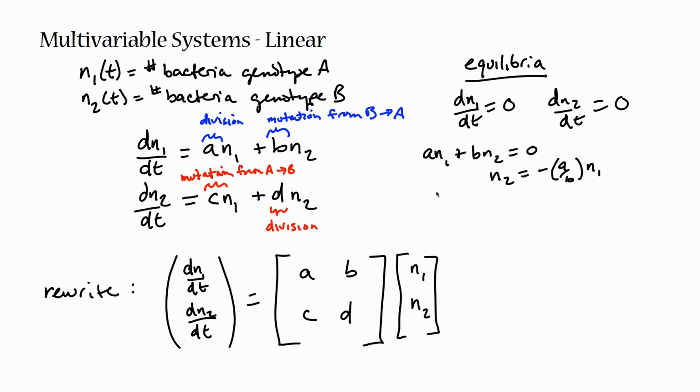and we plug that back into the equation for dN2 by dt, and we figure out that the only equilibrium point is N1 hat equals N2 hat equals 0. And in fact, for any linear system, the only equilibrium point is going to be 0. The question is, is that equilibrium point going to be stable?